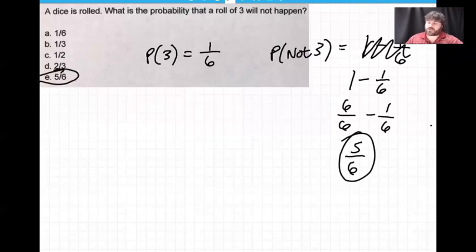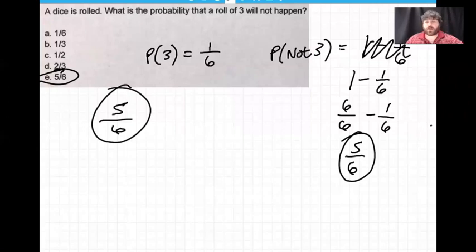Now, alternately, you could have said, well, what's the probability of not being a 3? How many ways could that happen? Well, it could be a 1 or a 2 or a 4 or a 5 or a 6. That's 5 out of 6 possibilities. And that's also the same thing. A couple ways to do that.